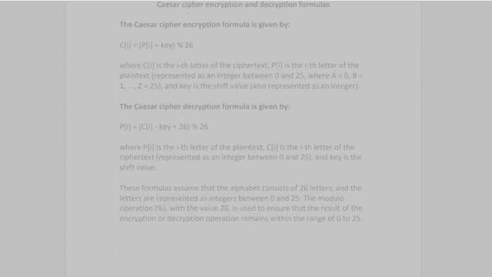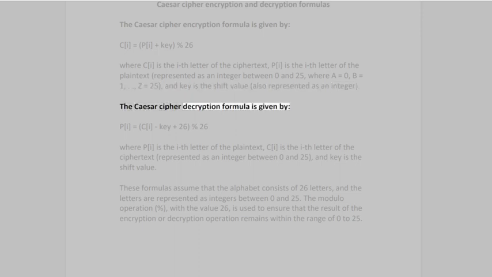Caesar cipher encryption and decryption formulas. The Caesar cipher encryption formula is given by C_i = (P_i + key) % 26, where C_i is the ith letter of the ciphertext, P_i is the ith letter of the plaintext, represented as an integer between 0 and 25, where A equals 0, B equals 1, Z equals 25, and key is the shift value, also represented as an integer.